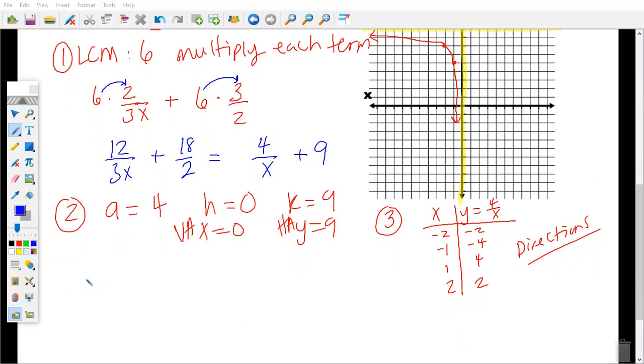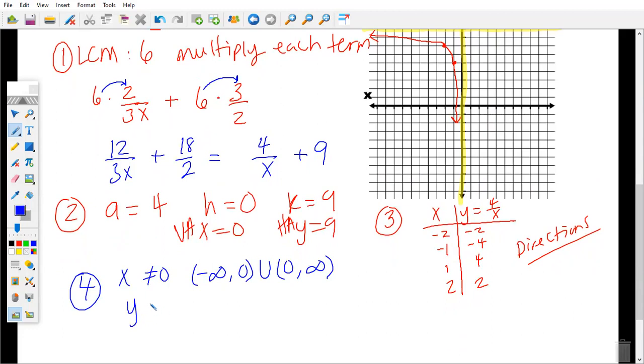Okay. So finally, you should be able to tell me the domain. What's the domain? x cannot equal 0. So -infinity to 0, joined with 0 to infinity. What's my range? y cannot be 9. So from -infinity to 9, union 9 to infinity.